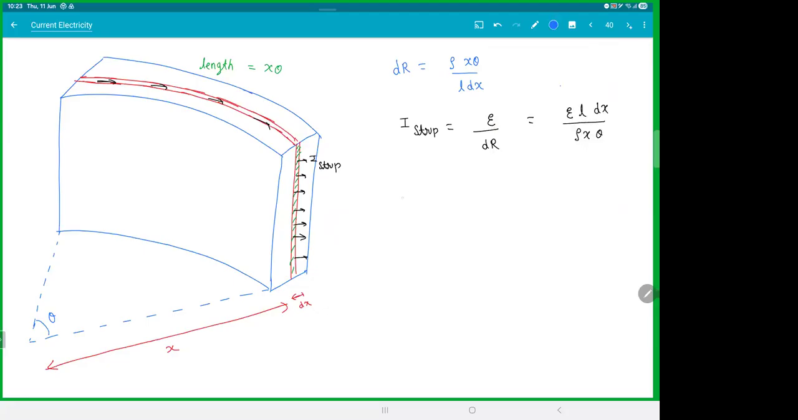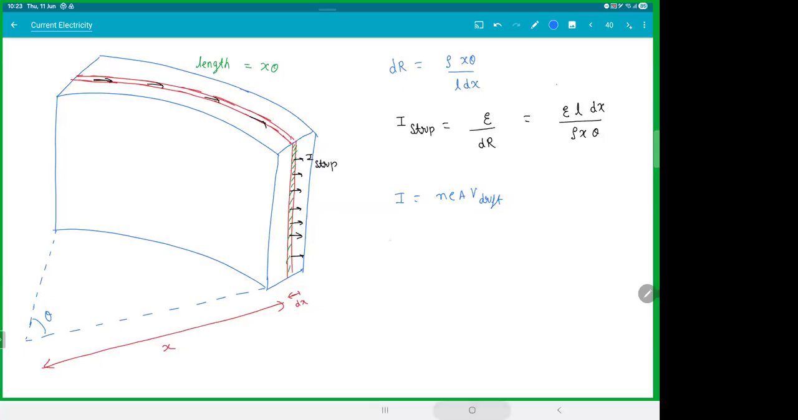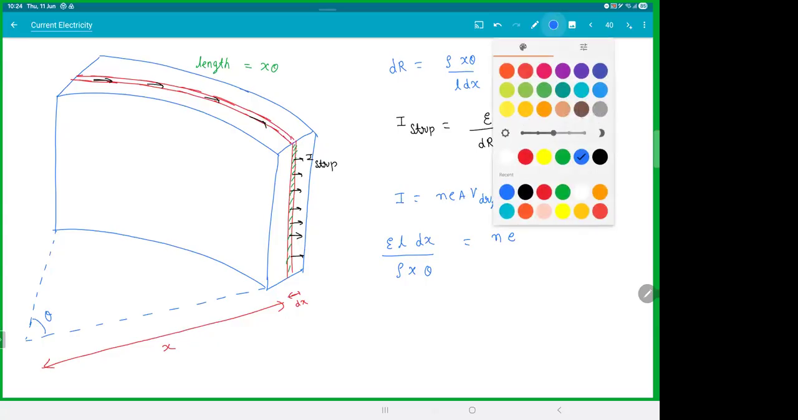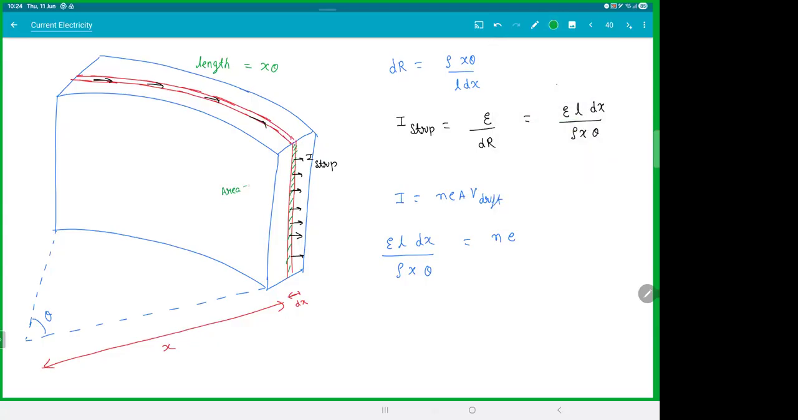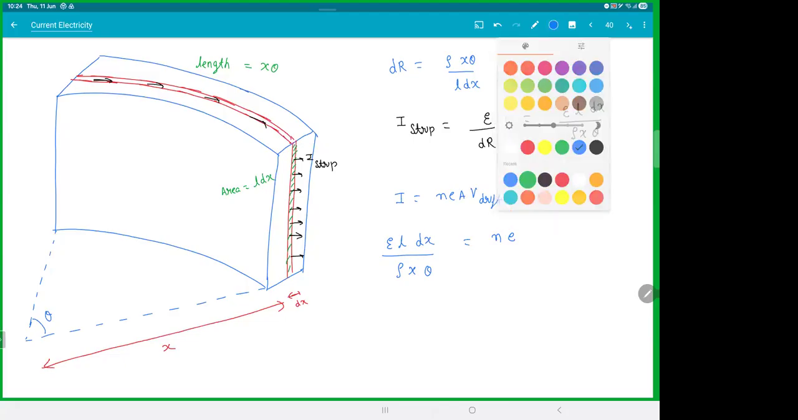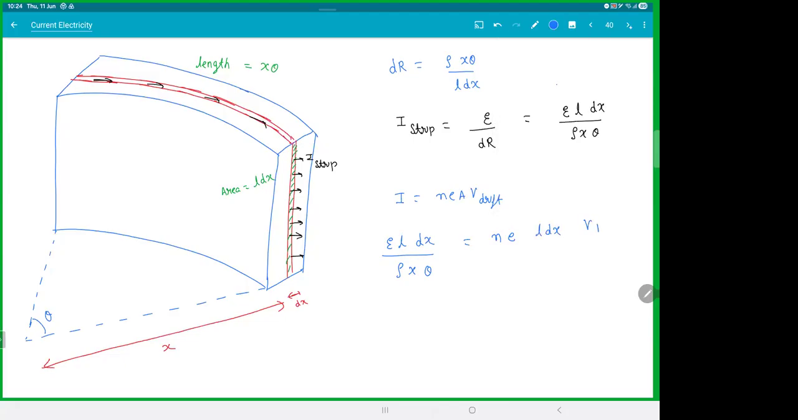And we know current is nothing but N e area V drift. Yeah, the formula. So in that particular thin strip, the current is I, and that is equal to N e A V drift. So current is EMF L dx by rho x theta. N is given, e is the charge, and what is the area? Area is this strip. This area is L dx. So area will be L dx into V drift. L dx will cancel on both sides. We get V drift is equal to E by rho x theta N e.